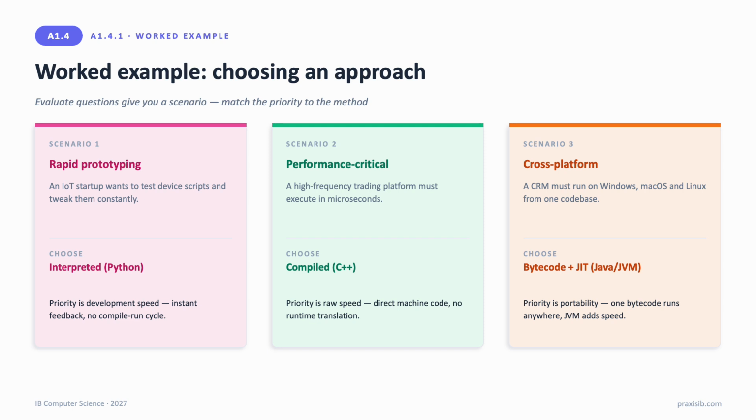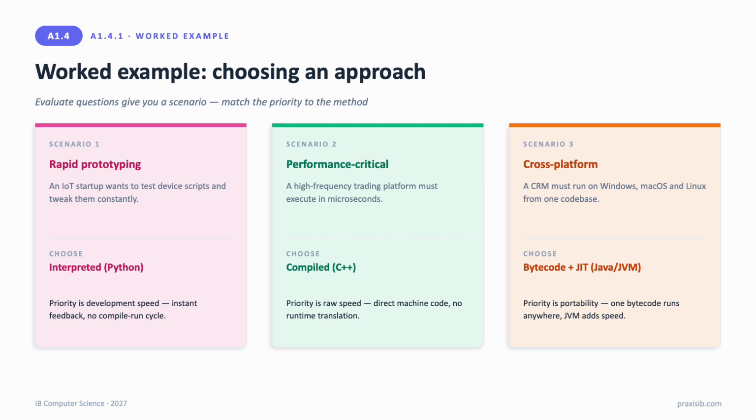Here's scenario 3. A company builds a CRM system. It must run on Windows, Mac, and Linux, and it must do this from one code base. So the priority is portability. So the answer is a bytecode and JIT approach, like Java on the JVM. One set of bytecode runs everywhere, and the JIT keeps it reasonably fast.